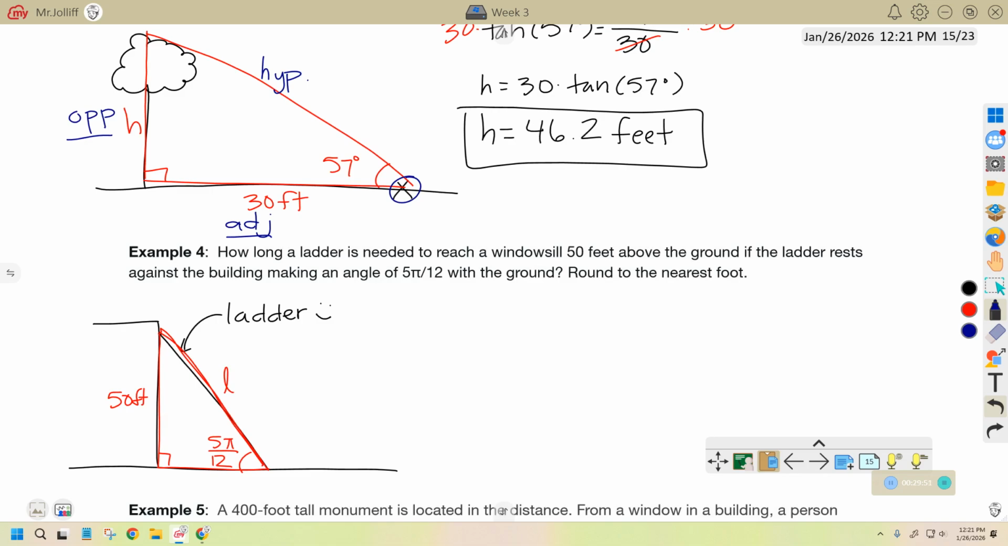Relative to that angle, opposite, adjacent, hypotenuse. So my angle is down here: opposite, adjacent, hypotenuse. I have the opposite side. I want the hypotenuse. Very good, Cecil. Sine of 5 pi over 12 is equal to, and then opposite is 50 feet, and hypotenuse is L.